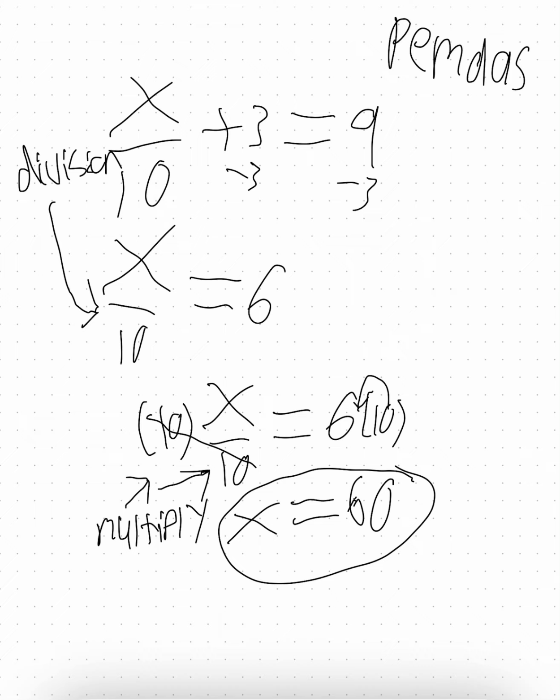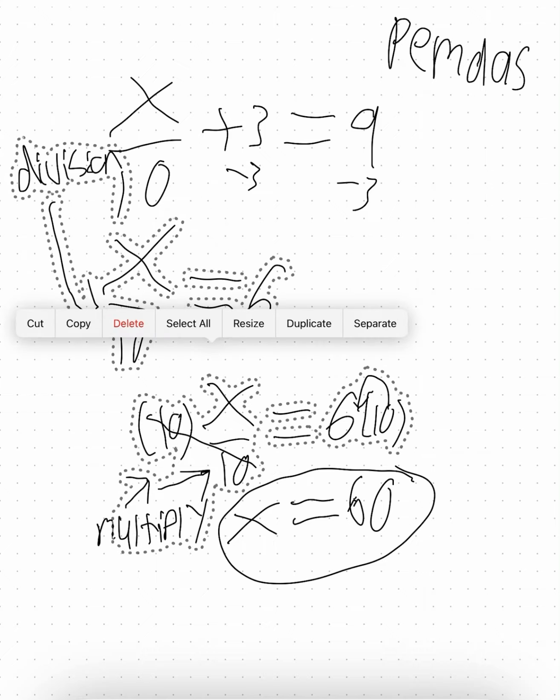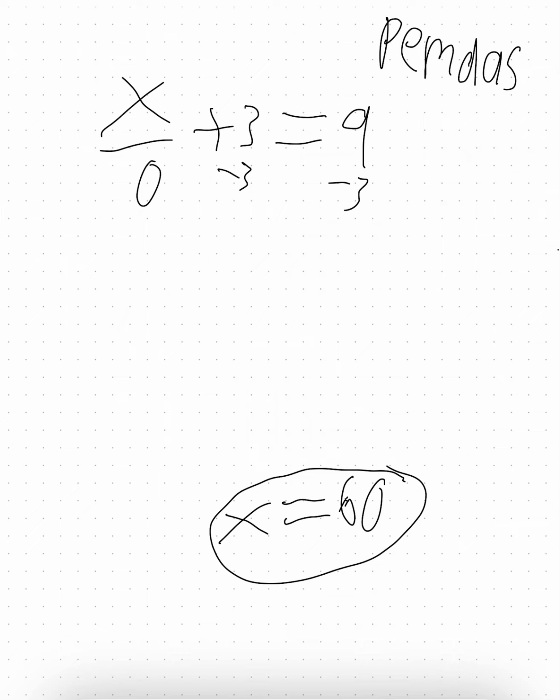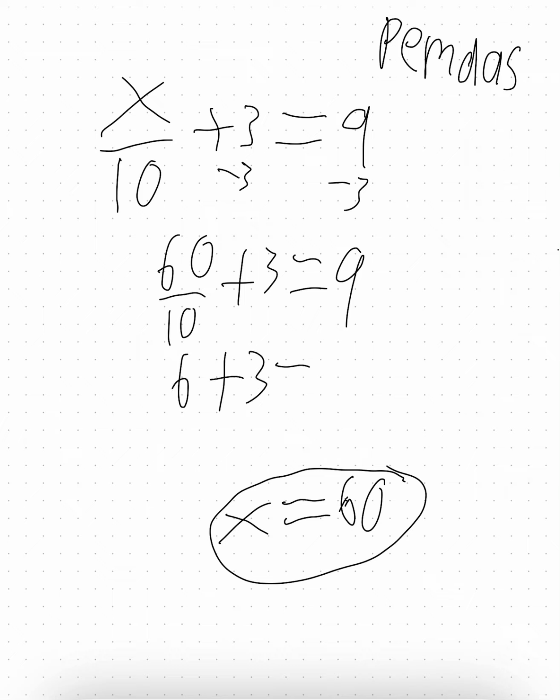Now, we can still check our work here, by plugging 60 back in for x. 60 over 10 plus 3 equals 9. 60 divided by 10 is 6. 6 plus 3 equals 9. 9 equals 9. That is correct.